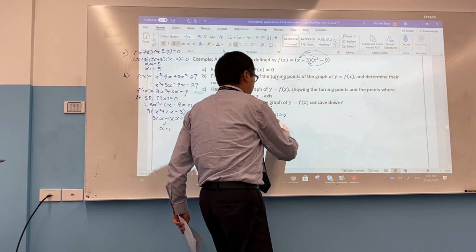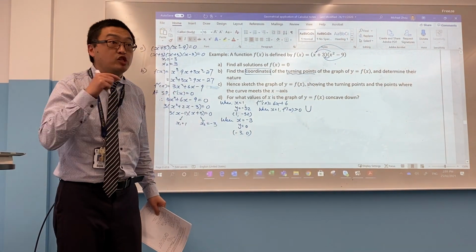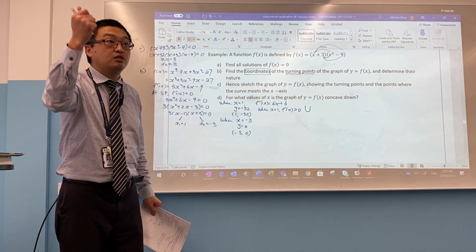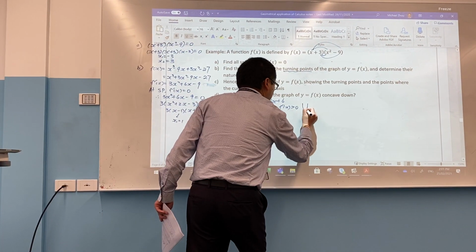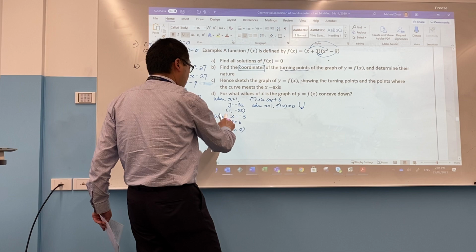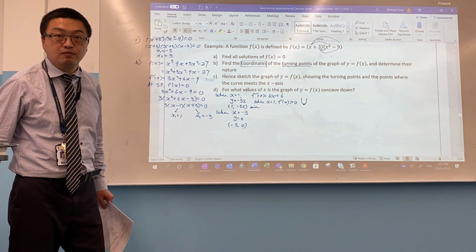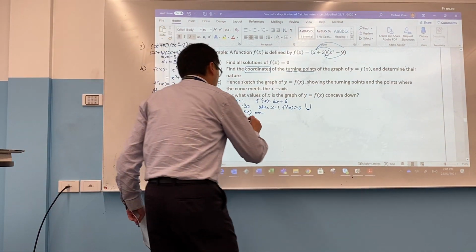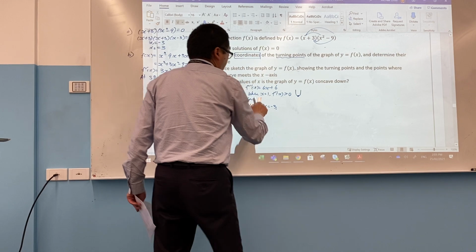Now here, f double dash x is greater than 0, therefore it's concave up. Therefore, which point do I have? A minimum point. Therefore, you can see, you can conclude here, minimum point. Then you go when x equals negative 3.